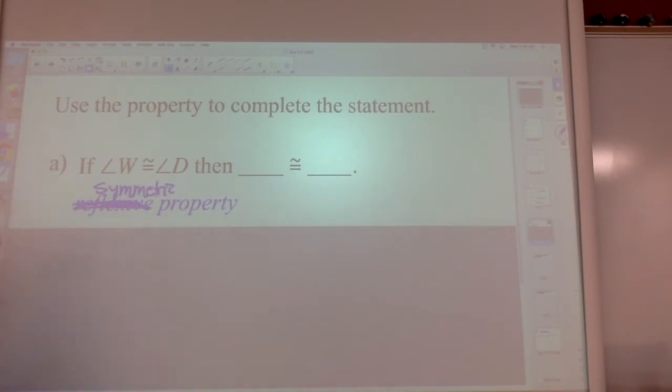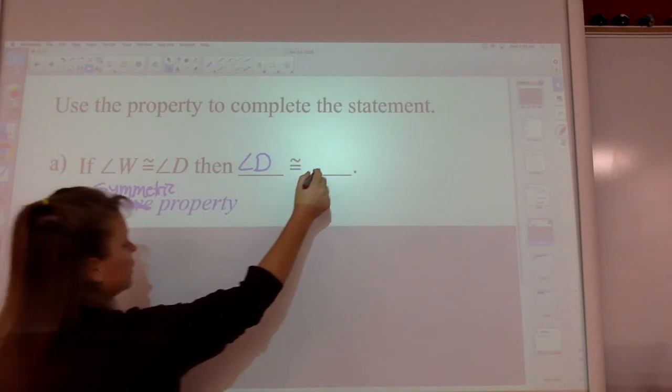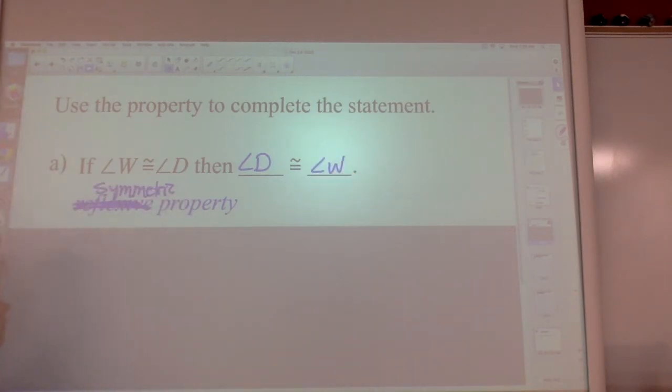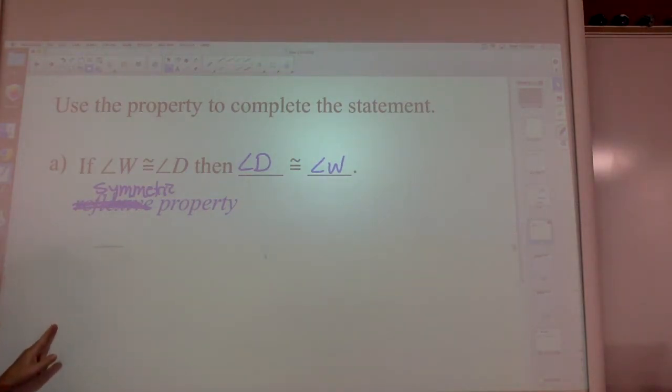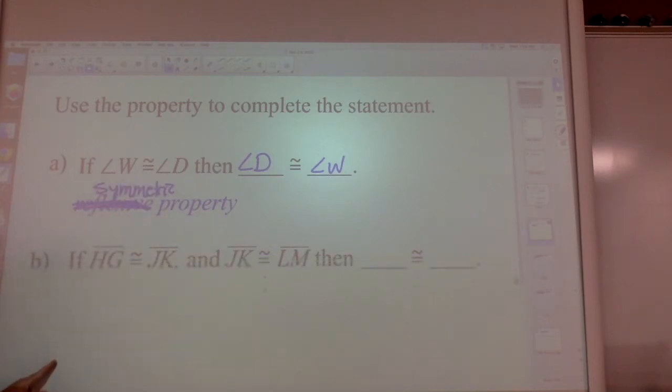If angle W is congruent to angle D, then angle D is congruent to angle W. Symmetric allows you to reverse the order. Reflexive property actually wouldn't even work in that one because we already have it congruent to something else.